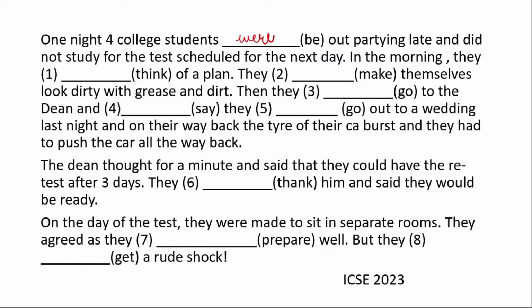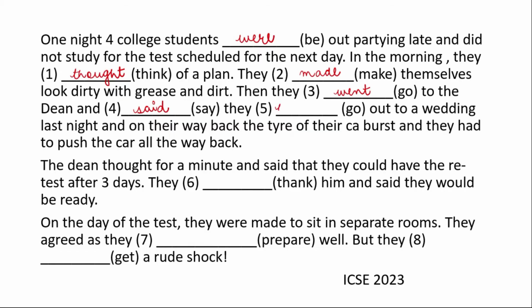Okay, I hope you have completed. Let's discuss. In the morning, they thought of a plan. The past tense of think is thought. They made themselves look dirty with grease and dirt. Make becomes made. Then they went to the dean, go becomes went, and said, say becomes said, they dashed out to a wedding last night.